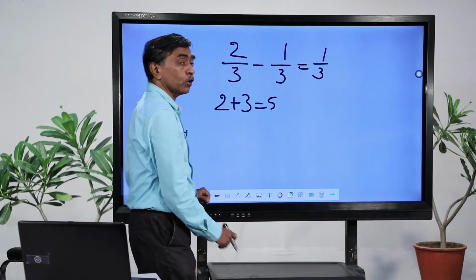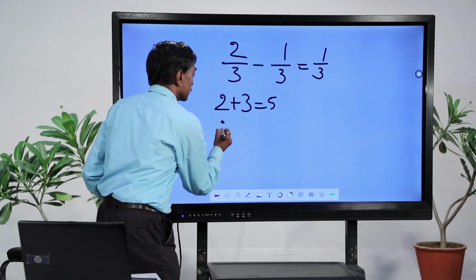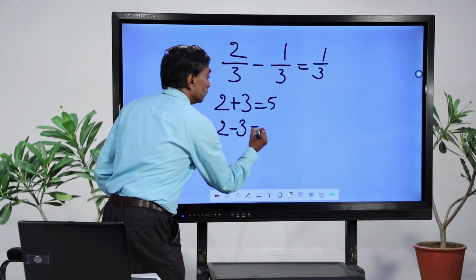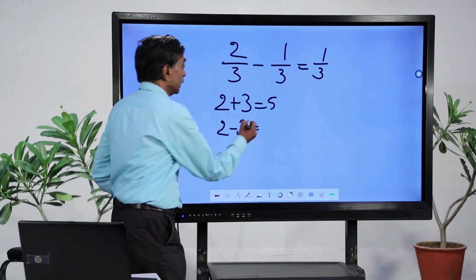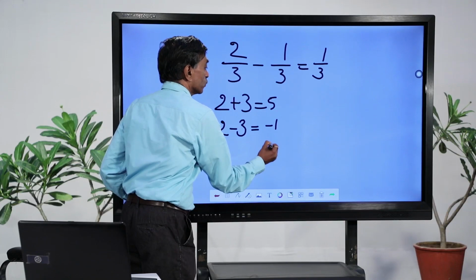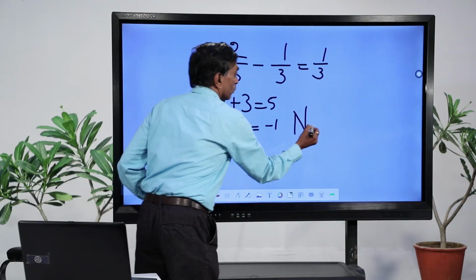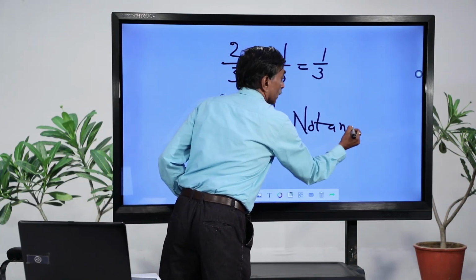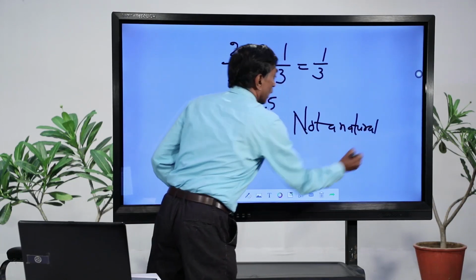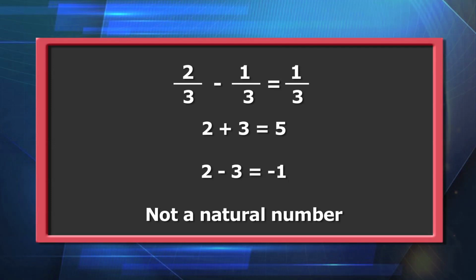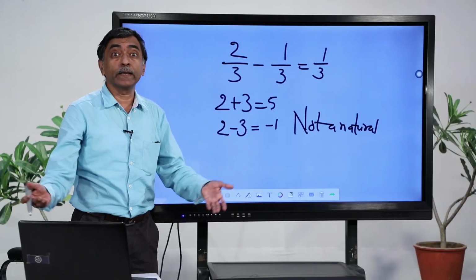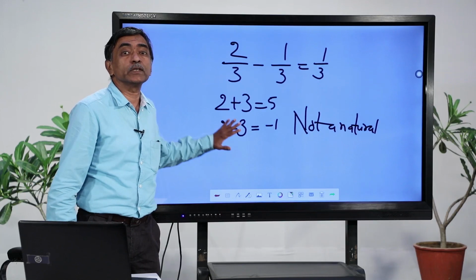But will it be closed under the operation of subtraction? Take the same thing here, 2 minus 3. Do you think it will be a natural number? It will not be a natural number. You are going to get here minus 1, which is not a natural number. It means that under this particular operation of subtraction, when two natural numbers are operated, every time you may not get a natural number. That is more important to speak in this way.